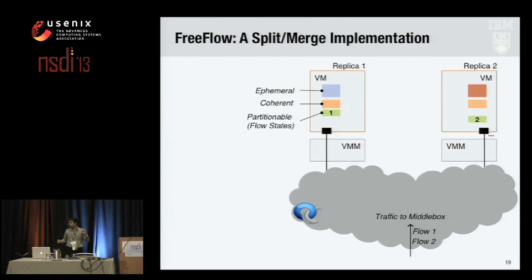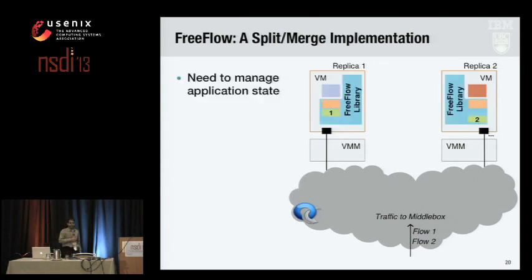Let's see how the FreeFlow system is architected first. Consider 2 replicas, each with its own ephemeral state. There's coherent state, which is maintained consistent, and each has its own set of flows. We put this on an SDN. The first thing that we need to do is to manage the state inside the application. So we introduce a library that the developer would interact with, and the library would manage the state for the application. The FreeFlow library will take care of maintaining the consistency of coherent state, and will take care of partitioning and rebalancing flows.